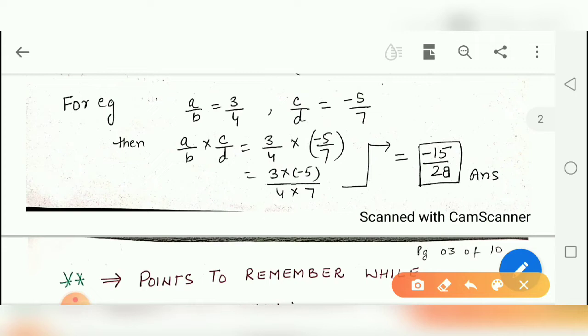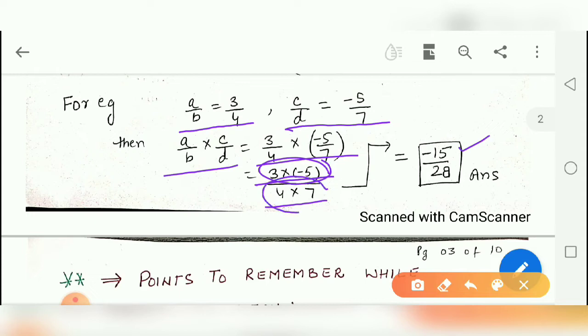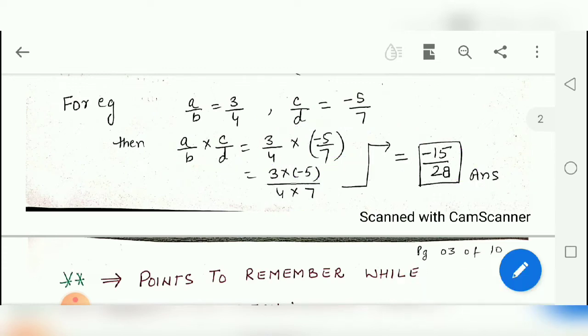Now let us take an example. If a upon b is 3 by 4 and c upon d is negative 5 upon 7, then when we have to multiply, what will we do? We will multiply the numerators and we will multiply the denominators. 3 into negative 5 will become negative 15 and 4 into 7 will become 28. So negative 15 upon 28 is the answer.